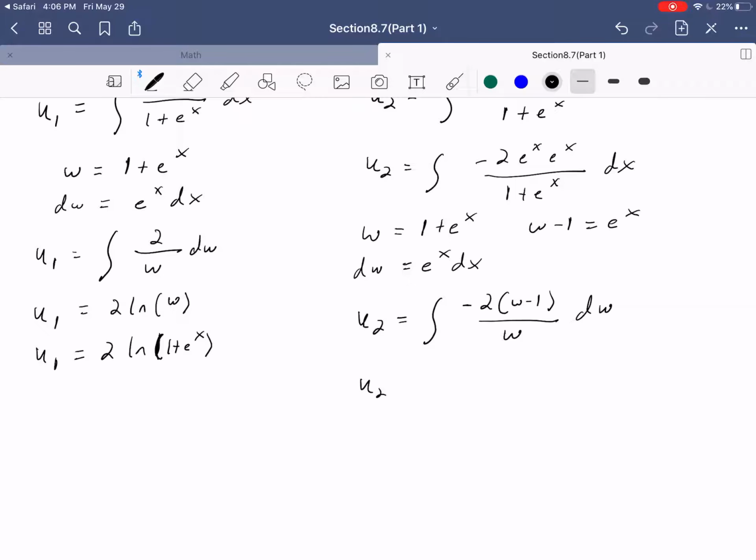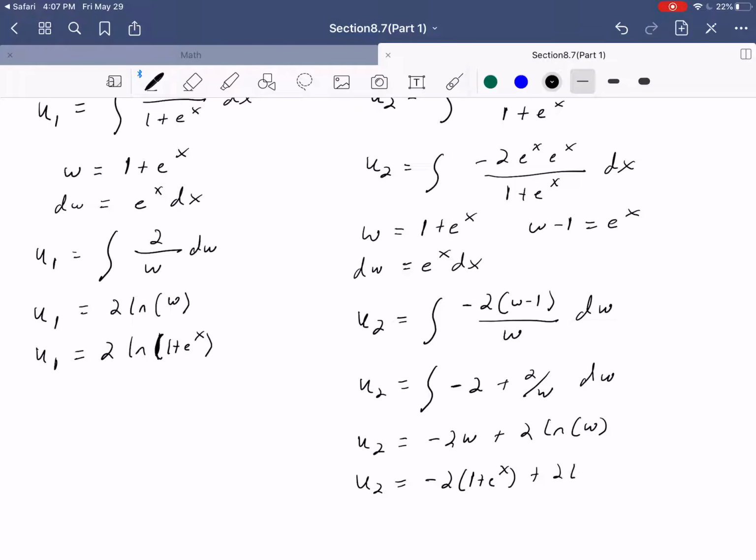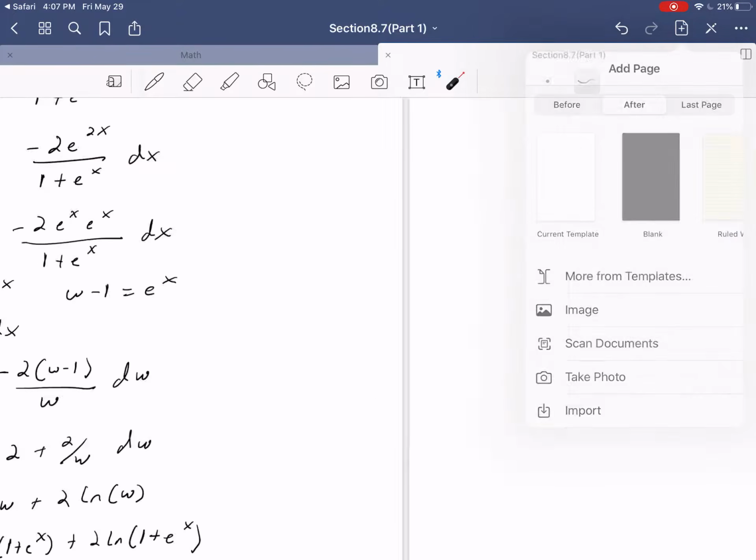If we simplify that, that looks like u2 is the integral of what? Negative 2. And then that's going to be plus 2 over w dw. So u2 is going to be negative 2w plus 2 ln w, which means u2 is going to be negative 2 times 1 plus e to the x plus 2 ln 1 plus e to the x. All right, so now we have our u1 and our u2. So let's go grab ourselves one more page here.